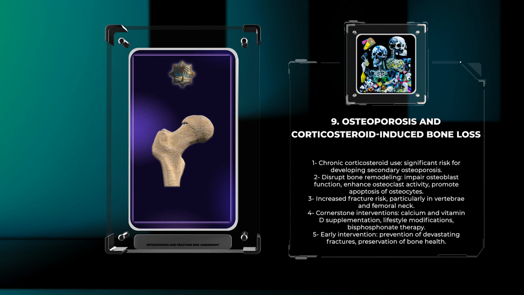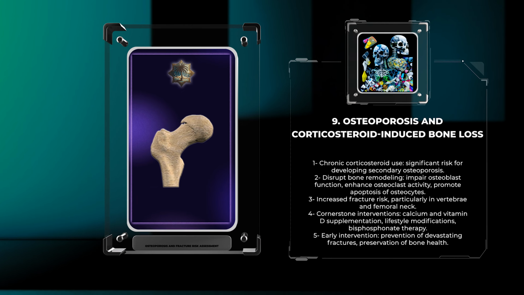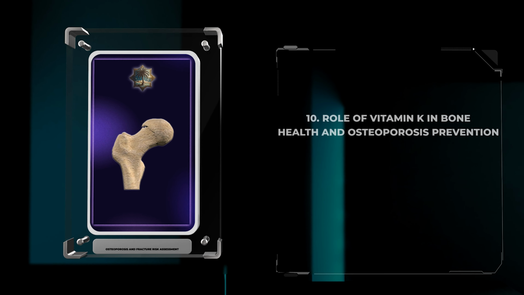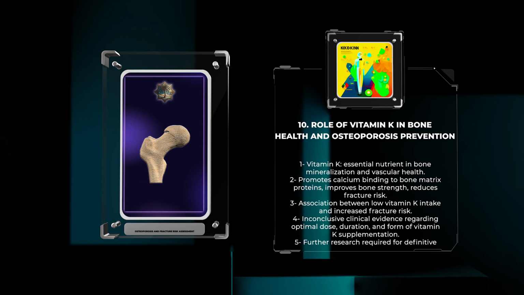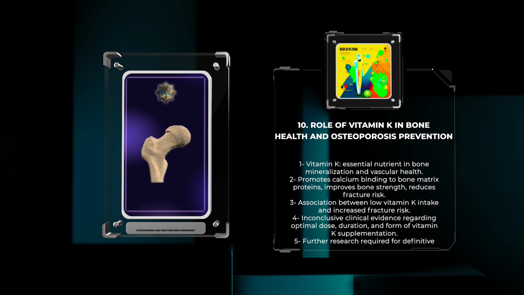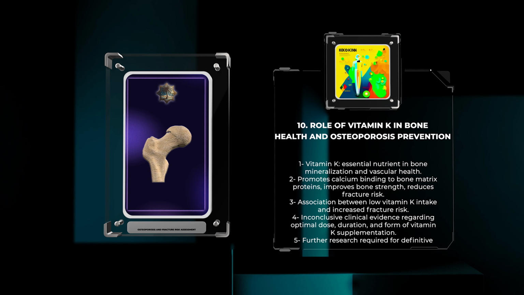Let us now explore the topic focusing on the role of vitamin K in bone health and osteoporosis prevention. Vitamin K, an essential nutrient involved in post-translational modification of osteocalcin and matrix Gla protein, plays a crucial role in bone mineralization and vascular health. Adequate vitamin K status promotes calcium binding to bone matrix proteins, thereby improving bone strength and reducing the risk of fractures.